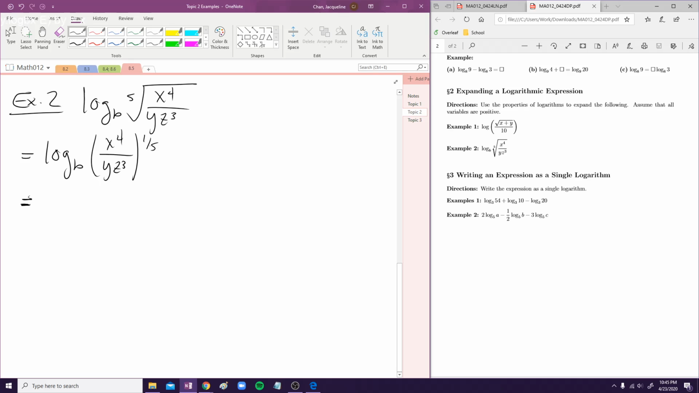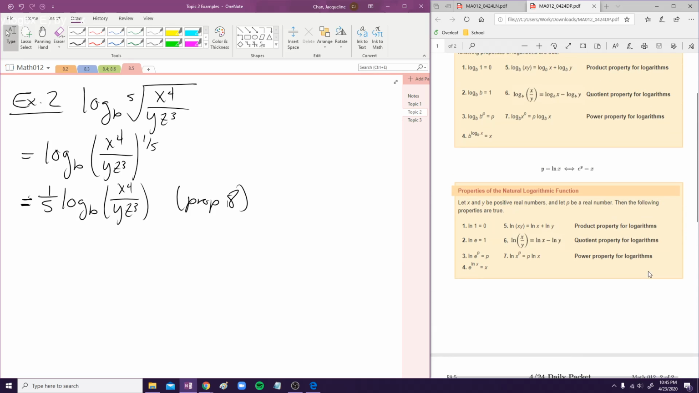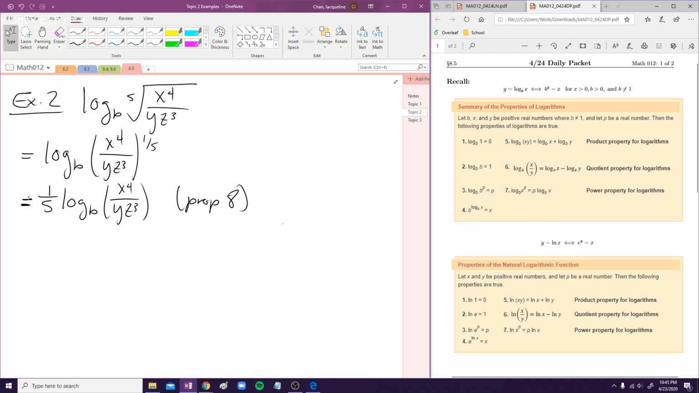Over here, you could distribute the exponent, but why? Because we have a very nice property that we can just bring the 1/5 out front right away. So then we're left with x to the 4th over yz cubed. And this one was what? Property 8? No, oh my gosh, it's 7. Okay, so I use the power property.